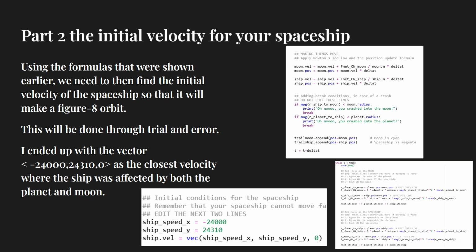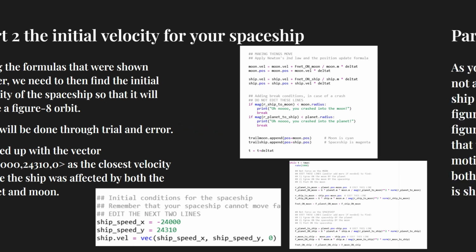Part 2, the initial velocity for the spaceship. Using the formulas that were previously shown earlier, we need to find the initial velocity of the spaceship so that we can make the figure 8 orbit. This will be done through trial and error. I ended up using the vector negative 24,000, 24,310, and 0 as the closest velocity where the spaceship was affected by both the planet and the moon.